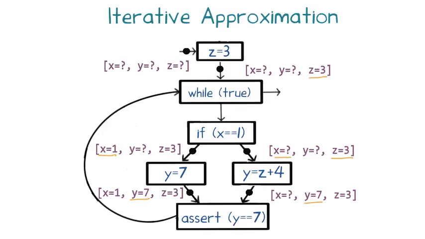The term iterative approximation implies that, in general, the analysis might need to visit the same program point multiple times. This is because of the presence of loops, which can require the analysis to update facts that were previously inferred by the analysis at the same program point. We will emphasize this aspect in the following quiz.